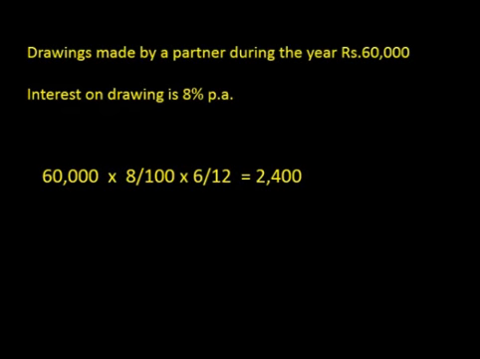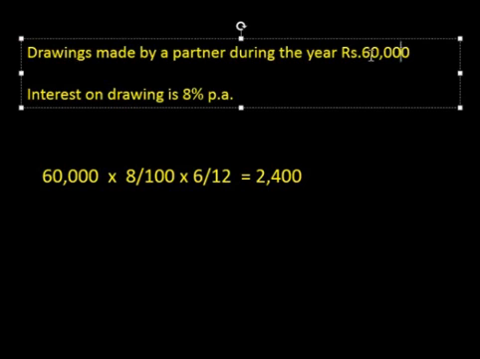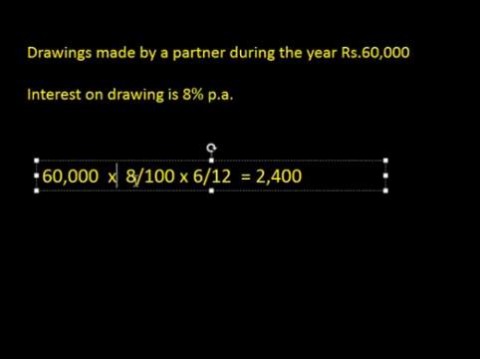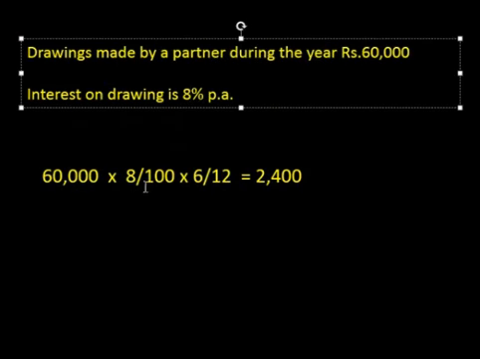It's not mentioned that drawing is made monthly, quarterly, or in the beginning of the month, in the middle of the month, or at the end of the month. So nothing is mentioned, only total drawings are given, 60,000. So in this case, because the per annum word is also given, I'll consider the time period also. So 60,000 drawings into rate over 100. Suppose 8% interest is given like this, 8 over 100 into 6 by 12.